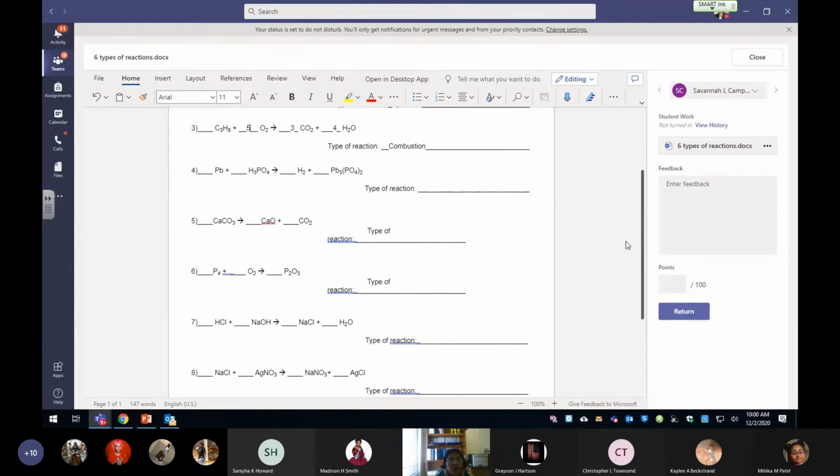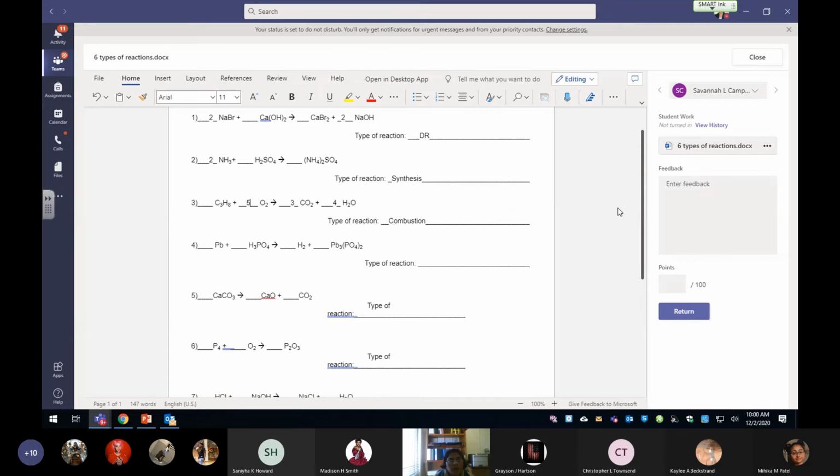Okay, now fourth one. Fourth is you have a single element that tries to break apart the couple. So what kind of reaction is that? Single replacement. There you go, single replacement. So you can write SR, single replacement.